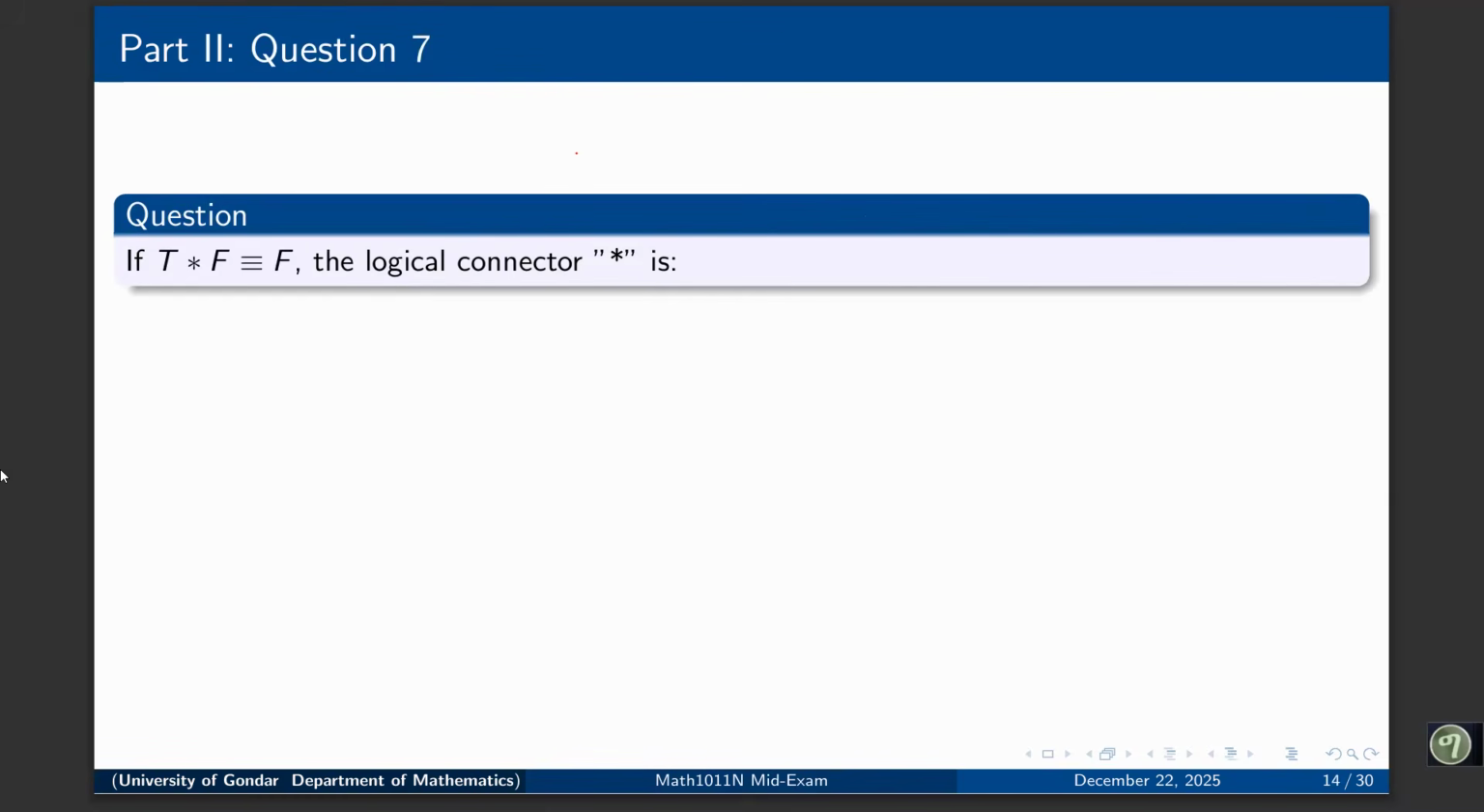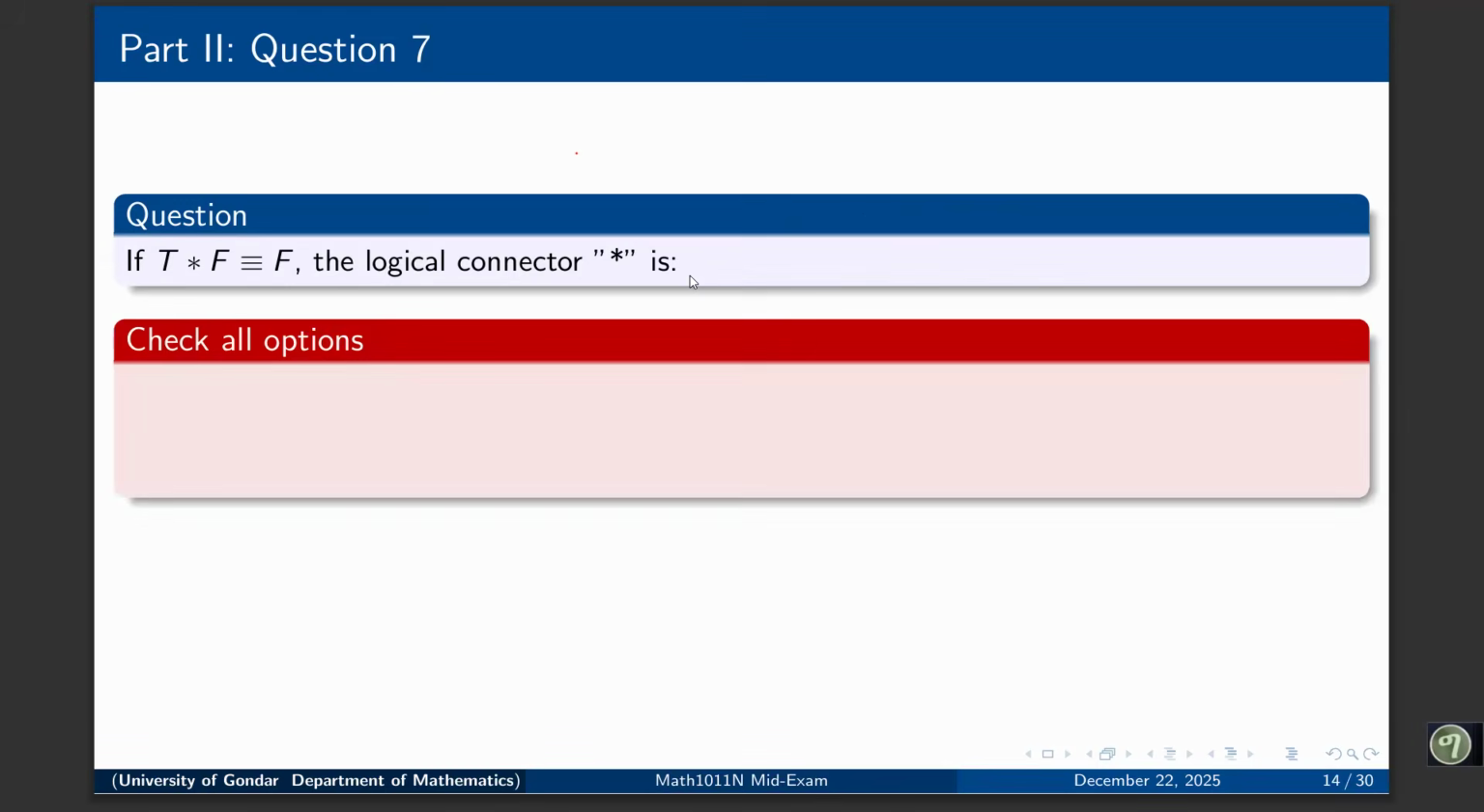Question number 7. If true star false is false, then what could the logical connective replacing star be? Remember the properties of the logical connectives. The first alternative is implication. We know that if we replace star with implication, it becomes true implies false, which is false. So star cannot be replaced by implication.